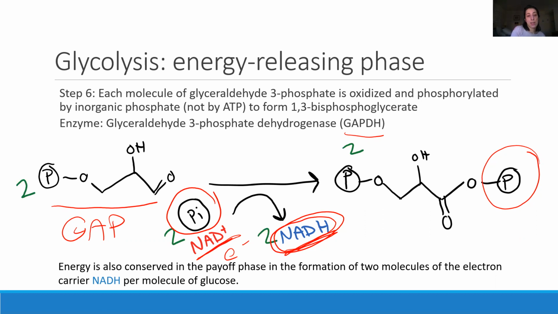So here, I'm just reminding you that there are two of all of these that are happening. Remember, we have two GAPs. That means technically for a series of glycolysis, we had to put in two inorganic phosphates, two NAD+s. We made two NADHs, and we generated two glyceraldehyde 3-phosphate molecules here.